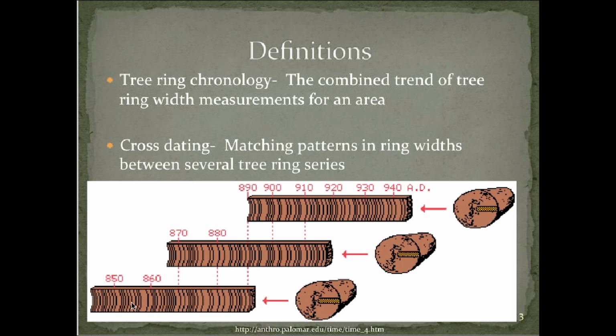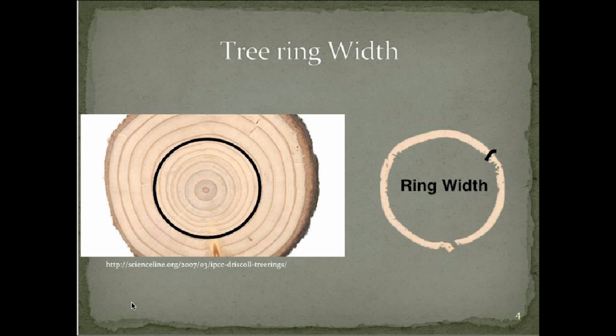I'm going to define a few terms for you. A tree ring chronology is the combined trend of tree ring widths over time for an area. In order to find that, we have to cross-date our samples. If we have an older tree ring sample, we can compare our new one to it, as shown in this picture, and line up the same rings and see how accurate our measurements were. And when I say tree ring width, just imagine that you cut out the black ring here and measure from the center of the wood to the bark.